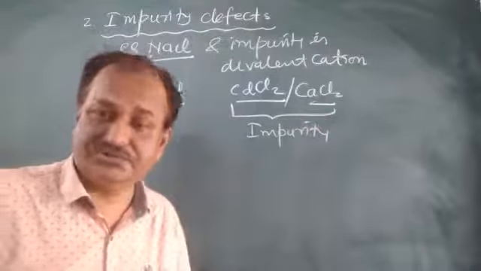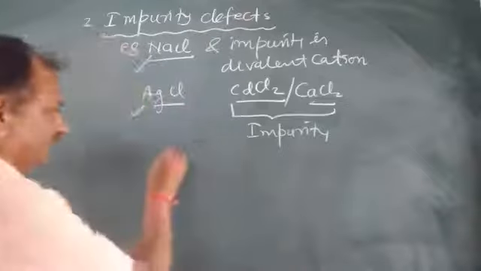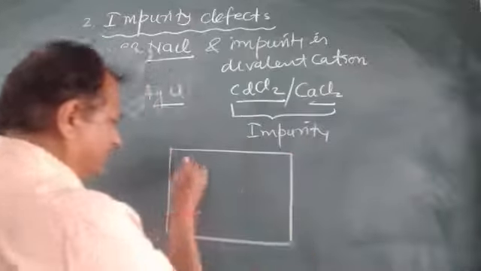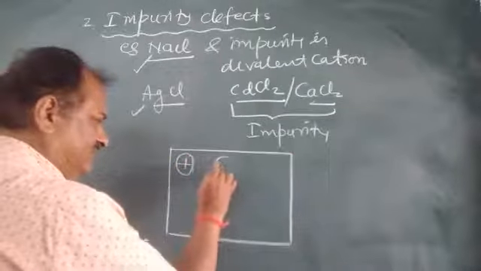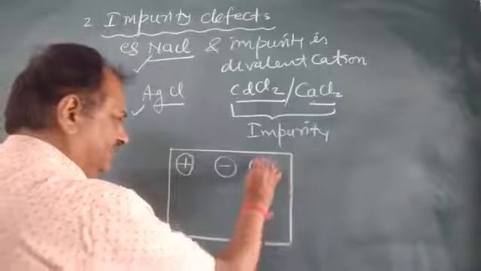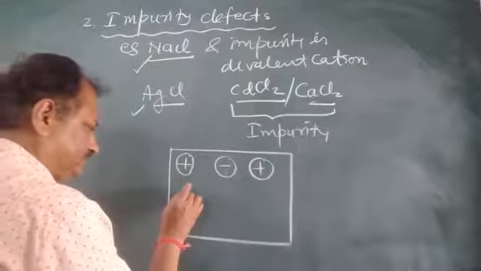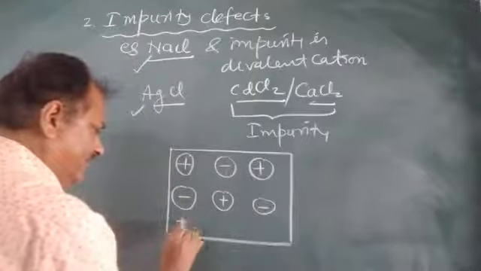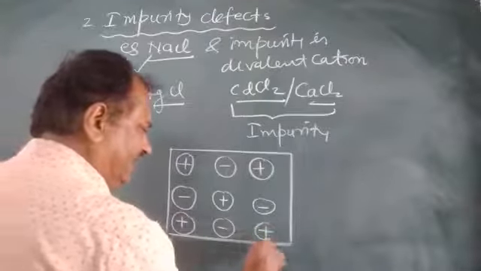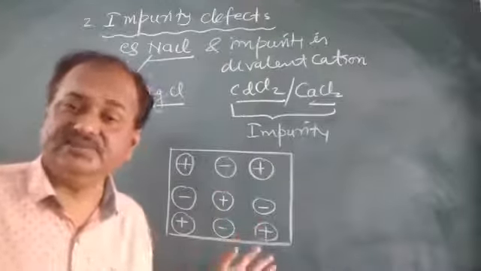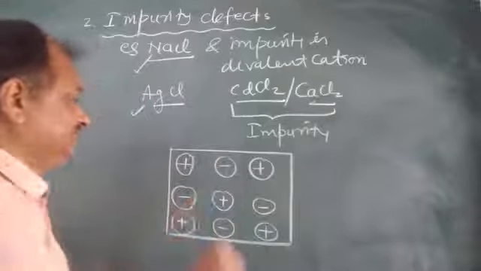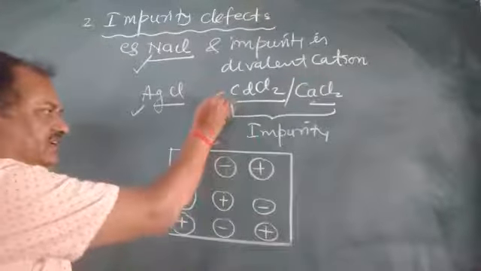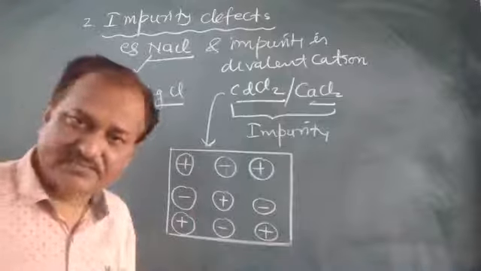And how is it caused? Now see, here there is the lattice. In the normal condition, let it be the first cation, then the anion, then the cation, then anion, then cation, then anion, and then cation. Let this be the normal condition. This is the lattice of monovalent cation. Now an impurity of suitable type is added.